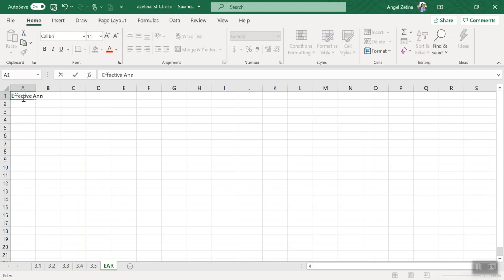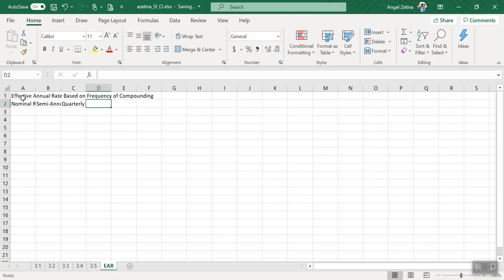Okay, so here we're going to enter effective annual rate based on frequency of compounding. All right, the nominal rate. Remember that nominal rate simply means the annual rate. So here I'm entering just the information.